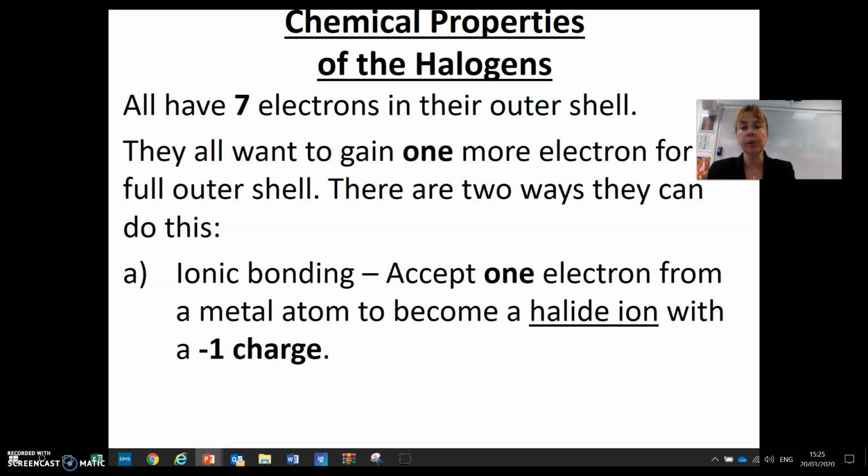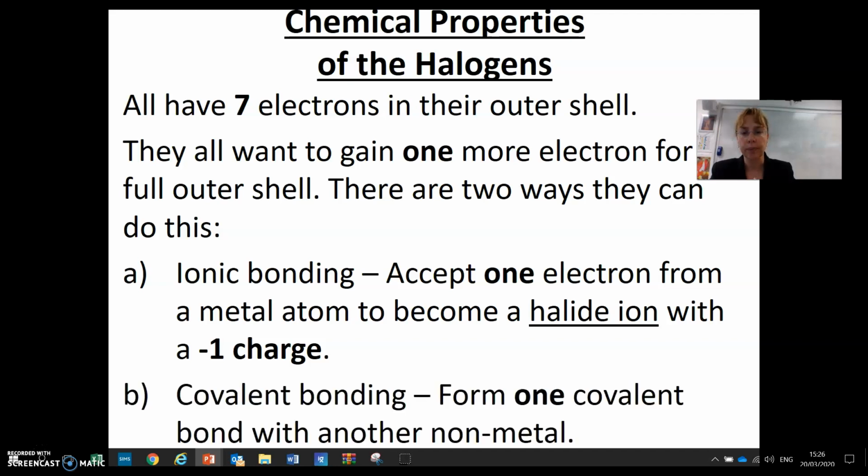They can do this with ionic bonding, so they gain one electron from the metal atom. And when they do that, we call it a halide ion. So you might get sodium chloride or sodium fluoride. You change the ending to -ide for the halogen, and we call it the halide. And because it's gained one electron, it has a 1- charge.